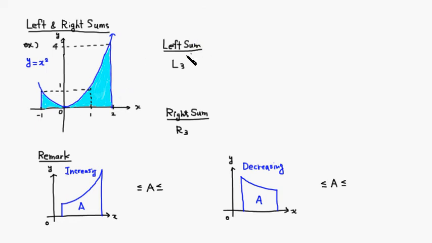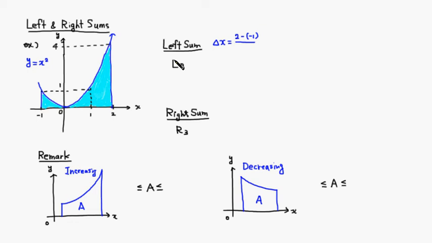Here's the left sum using 3 rectangles. Here is how it goes. The first thing we have to do is find the width of each rectangle. We usually call it delta x. Delta x can be found by simply finding the length of the interval. Since you're going from -1 to +2, you can simply do 2 minus -1, which is 3, so that is the length of the interval.